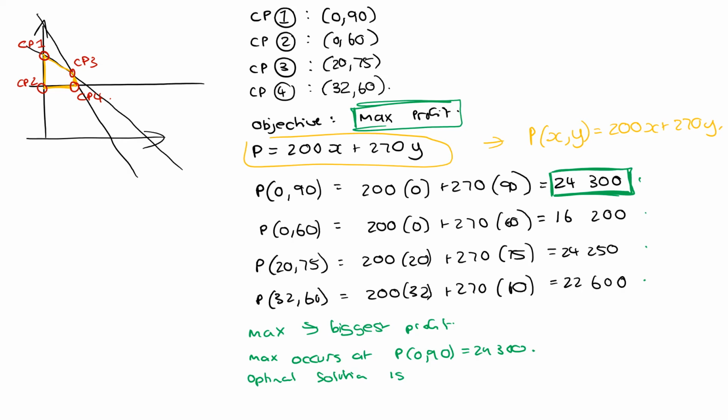is your x. What was your x again? A reminder, your x represented the number of H2 phones, where x is equal to 0 and y is equal to 90. So you produce 0 H2 phones, and y is the mini phones. So you're going to produce 90 mini phones to get you a profit of 24,300. And that is it. You're done.